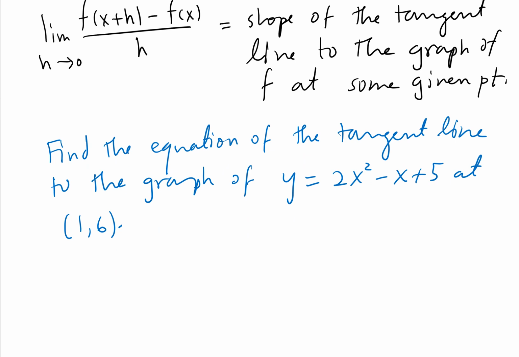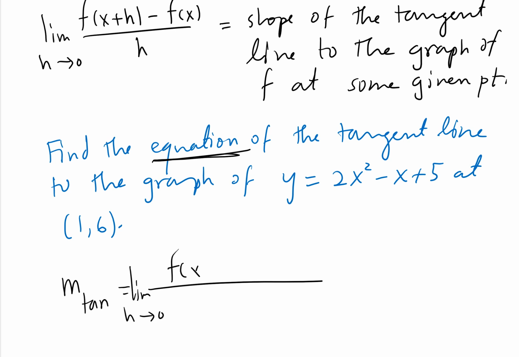Using what we just showed you about the slope of the tangent line, here they ask us about the equation. So we need to first find the slope of the tangent line, which is the limit as h goes to 0 of f of x plus h minus f of x all over h. You can use the previous formula, that's fine, but I'm just showing you an example on this one.